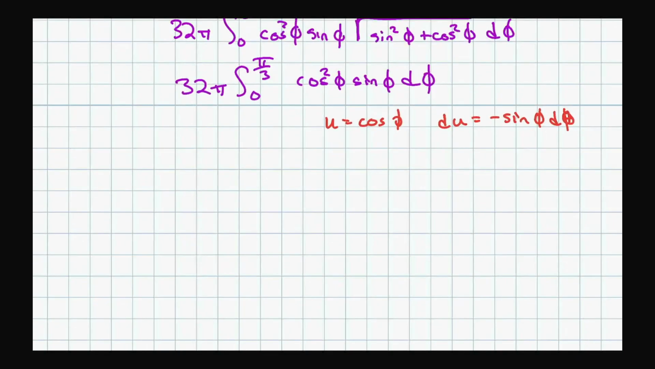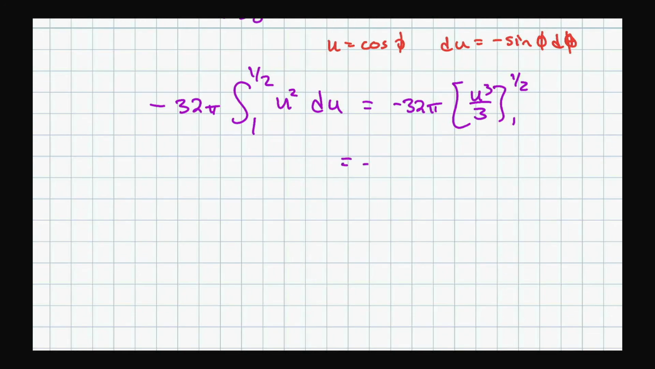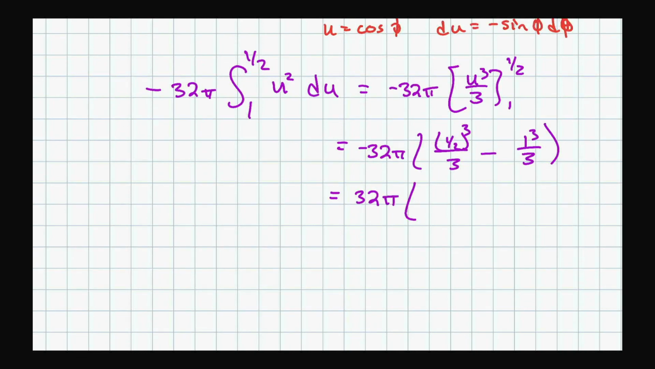So you substitute that in, we got 32 pi integral u squared and then negative du. And then your limits of integration, if you put a 0 into cosine phi, cosine 0 is 1, you get a bottom limit of 1. You put pi over 3 in here, cosine of pi over 3 is 1/2. We get 1/2 up there. So we end up with negative 32 pi u to the 3 over 3 from 1 to 1/2. So we end up with negative 32 pi times 1/2 cubed over 3 minus 1 cubed over 3. I'm going to change that to a positive 32 pi and then reverse these. So the first one's going to be 1/3 and then minus, this is 1/8 over 3, which is 1 over 24.